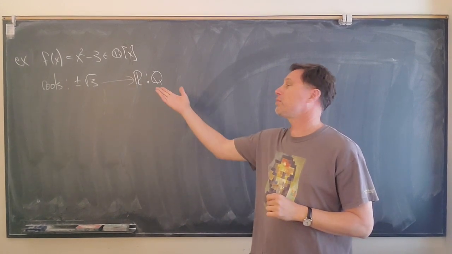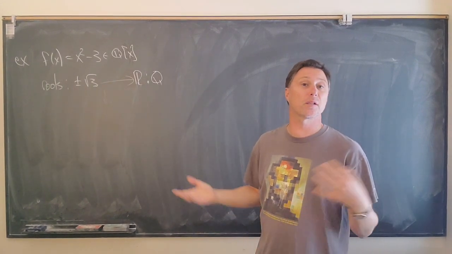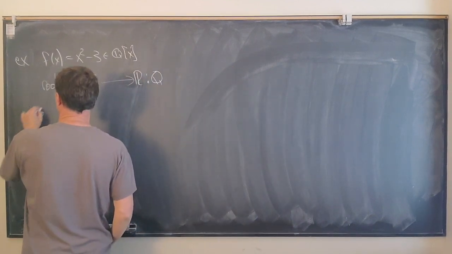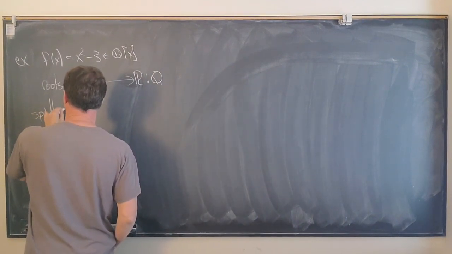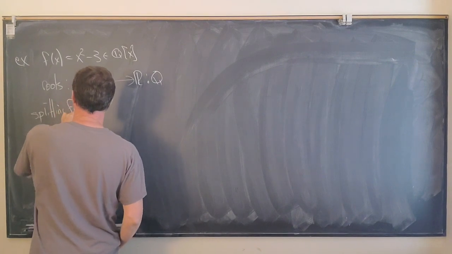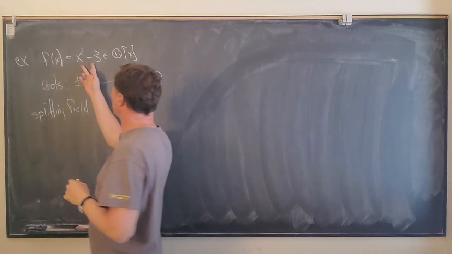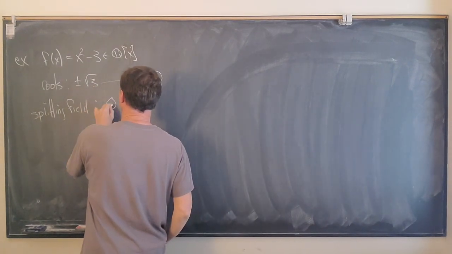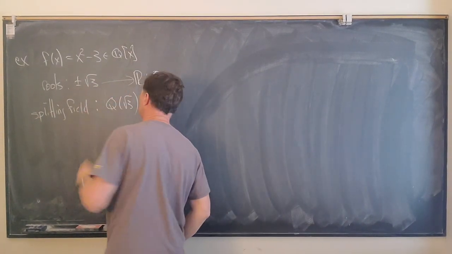And of course we don't need to adjoin both plus or minus root 3, it's closed under additive inverses. So the splitting field for x squared minus 3 over Q is going to be Q adjoin root 3.